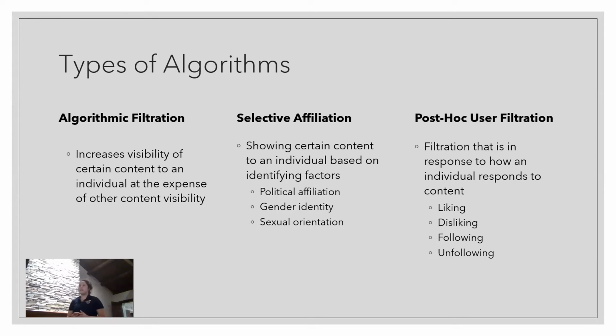Then we have selective affiliation. Selective affiliation is showing certain content based on your identifying factors. So whether it be your gender identity, sexual orientation, or even political affiliation, your information will be geared more towards that. Then we have post hoc user filtration. This is a filtration that is geared towards your responses. So what you like, dislike, who you're following, who you're unfollowing, adjusts what you are shown.